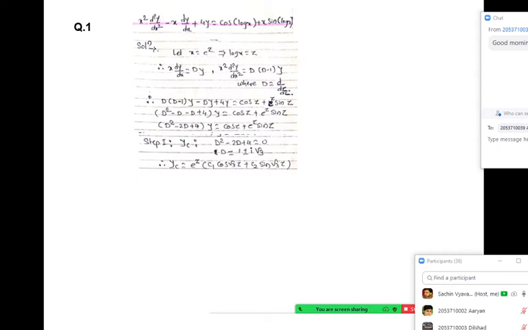Now calculate yp for cos z plus e raised to z sin z. Which cases should we use? Yes, which cases for yp? Two cases will be used, sir. Which one? The first one will be cos z, in which we replace D square by minus 1 square. Very good. And second?